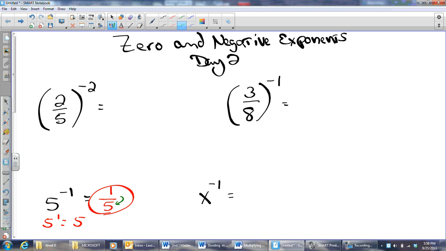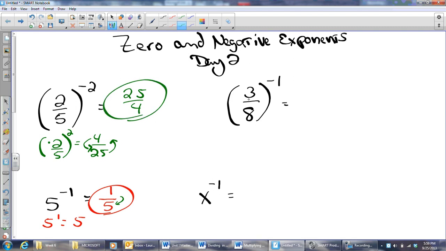Well, how would you do a problem like 2/5 to the negative second? Well, I would do 2/5 squared. 2 squared is 4. 5 squared is 25. But then since I have a negative exponent, I would have both numbers use the stairs. I would use the reciprocal. It would be 25 over 4.